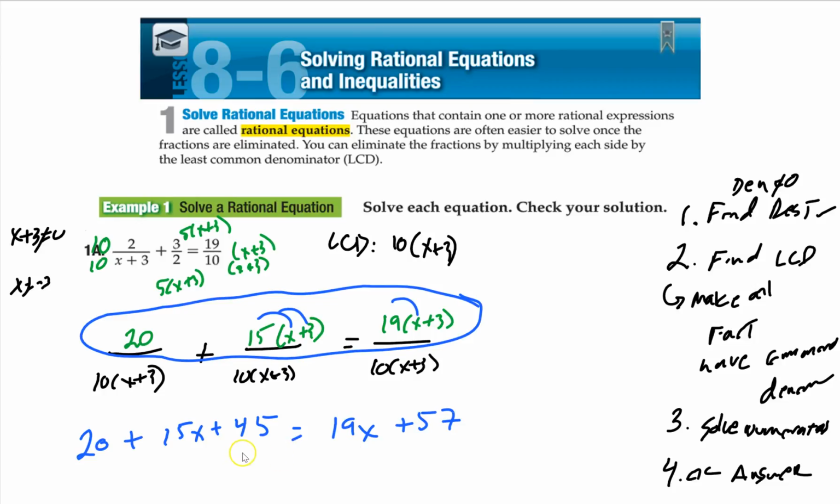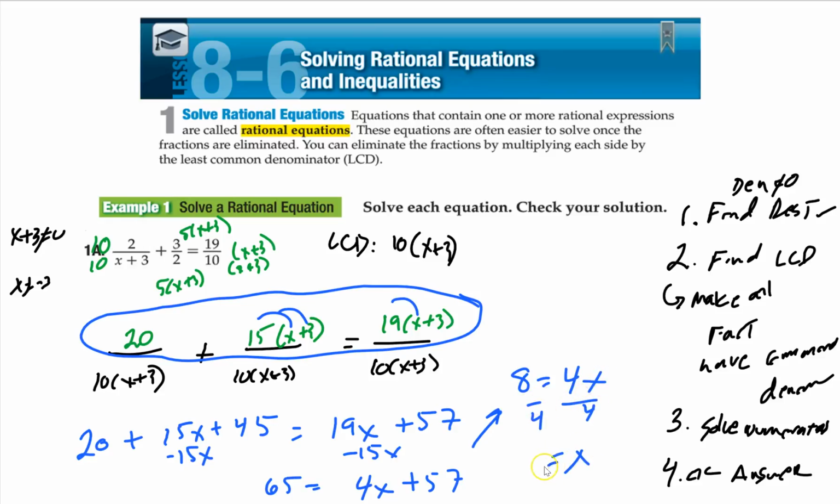Now it's a normal algebra problem. Let's subtract 15x from both sides. 20 and 45 is 65. So let me do this first actually. 65 equals 4x plus 57. All right, let's subtract 57 from both sides. So you subtract that, you're going to get 8. And then divide by 4. x equals 2. So that's my answer.